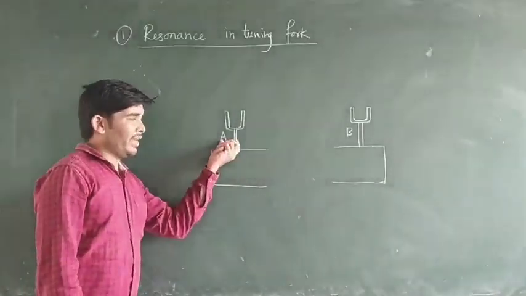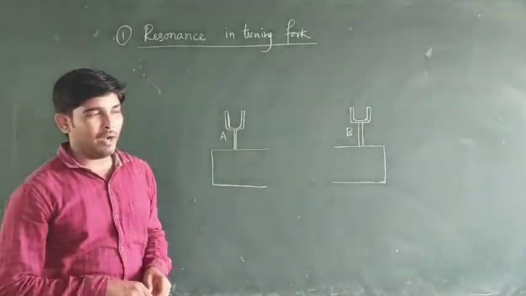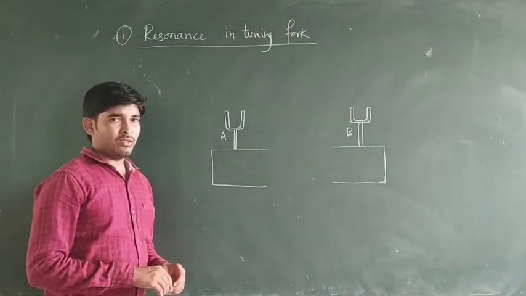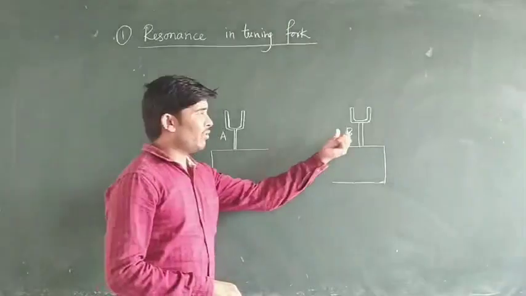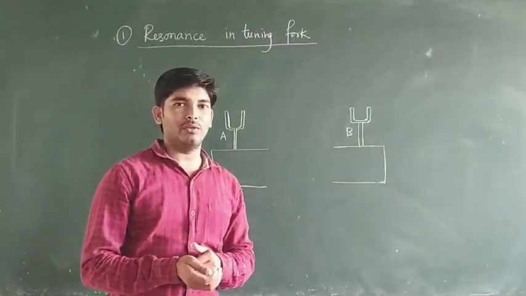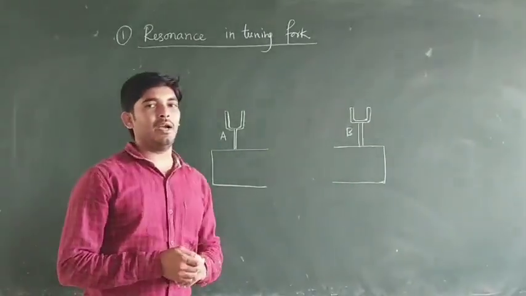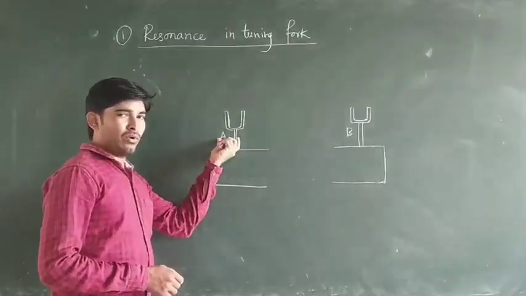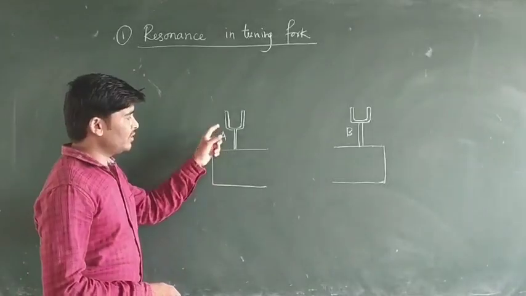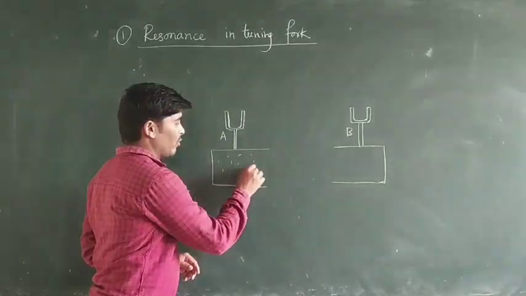Now first take tuning fork A, strike it on a rubber pad and keep it on its sound box. We will see that tuning fork B also starts to vibrate with a larger amplitude and produces a louder sound. The reason is that when a vibrating tuning fork is kept on its sound box, it causes forced vibration in the air particles of that sound box.